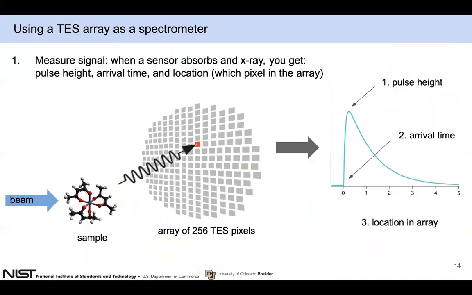So when you measure a sample with a TES spectrometer, you get 3 pieces of information about each X-ray that gets absorbed in the sensor: the energy of the photon, the time that it arrived, and the location of the TES pixel that was hit. Determining the time of arrival and the location are trivial, but converting the height of a current pulse to an energy takes a little bit more effort.